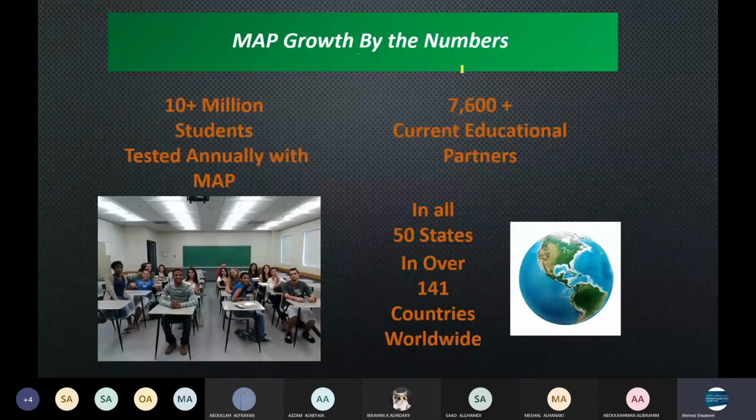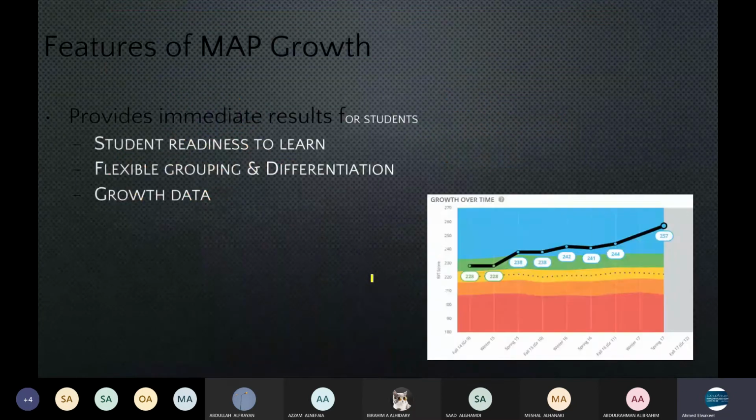For MAP Growth by the numbers, of course, if we are looking at the numbers, 10 million plus students are tested annually with MAP tests, and also we have more than 7,600 current educational partners. So just imagine, all over the world they are having the same one in all 50 states and over 141 countries worldwide. The feature of MAP Growth, of course, provides immediate results for students.